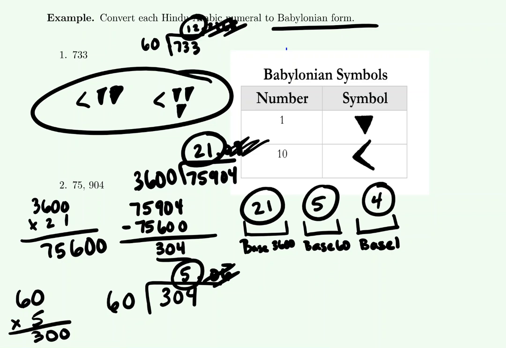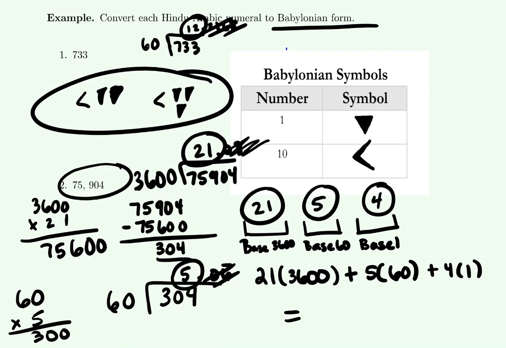Now, really quick, before we write this in symbols, let's double check. In your calculator, find 21 times 3,600. That's what 21 in this position would represent. Plus 5 times base 60, plus 4 times base 1, and we know that we found the correct representation if all together this equals the number we started with. Take a moment to calculate that. And indeed, we would get 75,904.